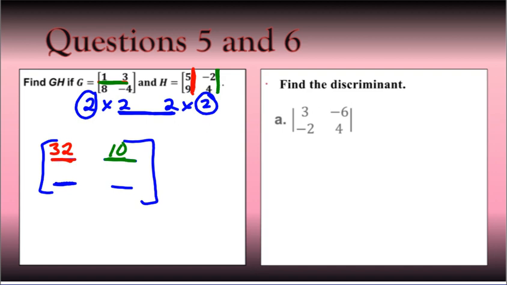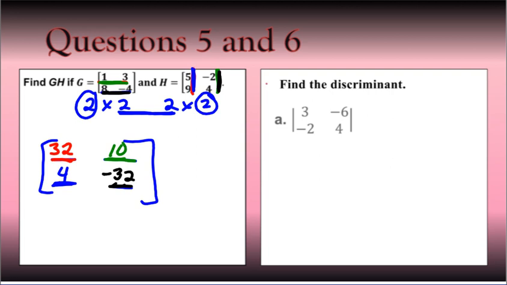Next one is row 2, column 1. So I have 8 times 5 is 40. Negative 4 times 9 is negative 36. So 40 minus 36 is 4. Then our last one, this is in row 2, column 2. So 8 times negative 2 is negative 16. Negative 4 times 4 is negative 16. Negative 16 plus a negative 16 is a negative 32.